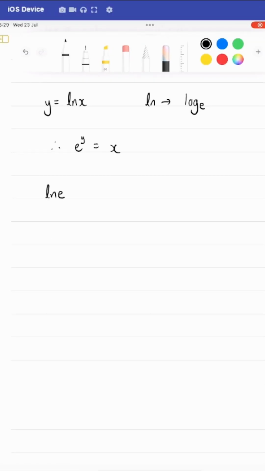So the natural log of e to the power of a is just a. Same if it's e to the power of natural log of a.